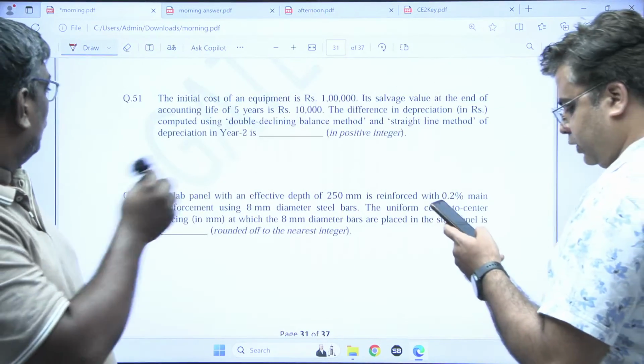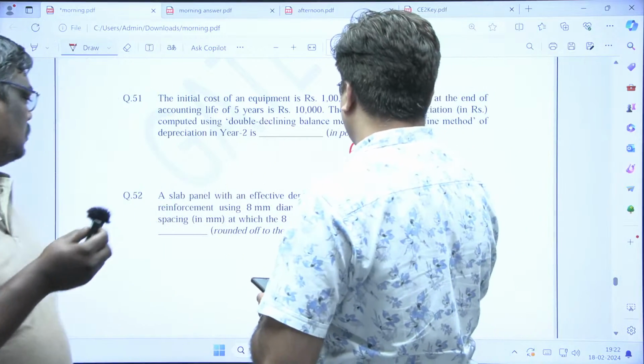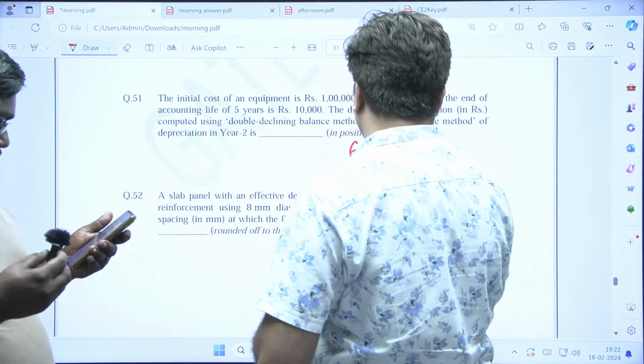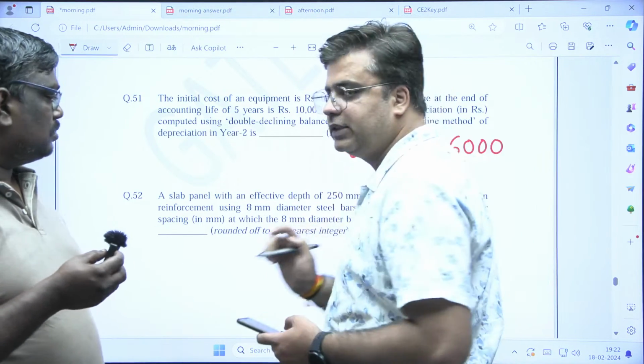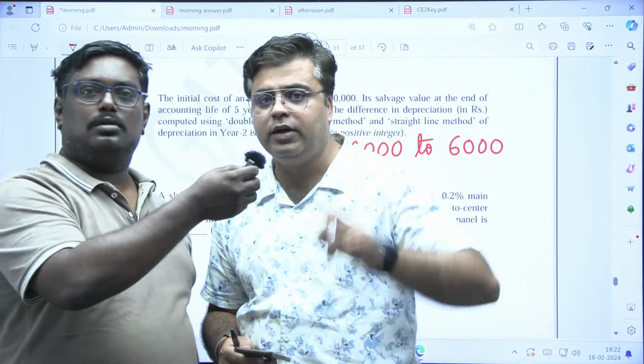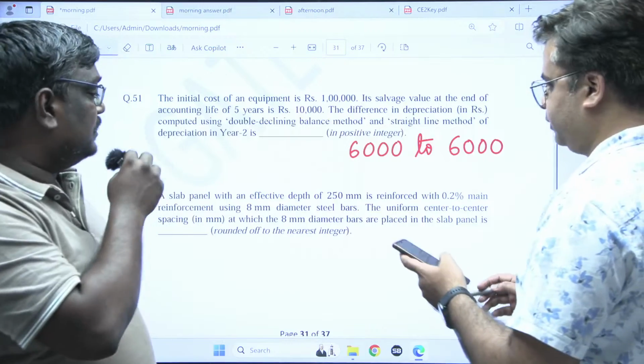So for this, you have done this question, no, sir. Yeah, 6,000. The range is 6,000 to 6,000. It means you have to literally enter the value of 6,000. If you have entered any other value, that will be treated as wrong. And this one they have given a huge range, sir.